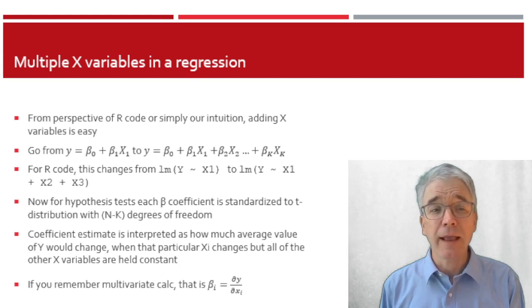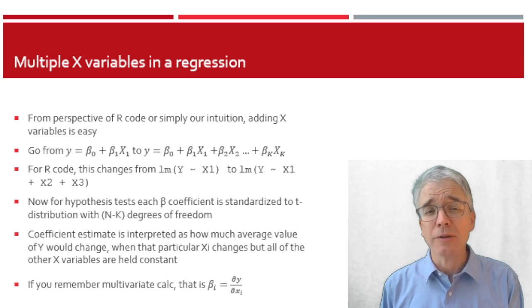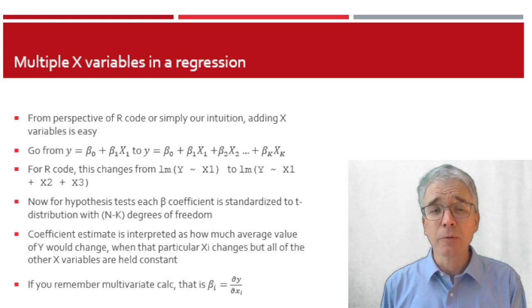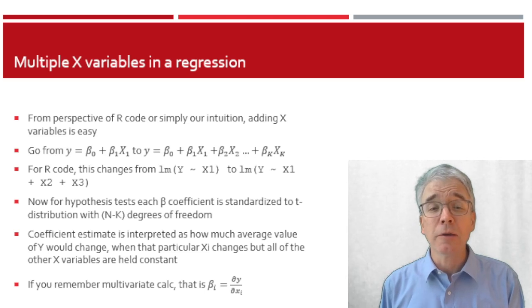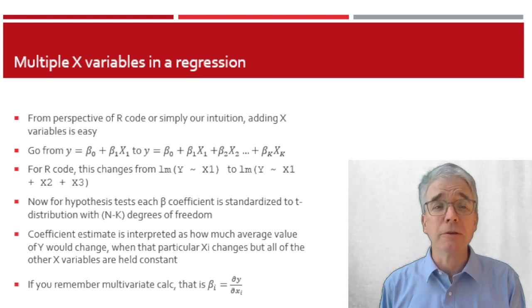In the formula, we're going from y equals beta naught plus beta 1 times x1 to y equals beta naught plus beta 1 x1 plus beta 2 times x2 plus on and on to beta k times xk. We're just adding a bunch of subscripts. And when we write the code in R, instead of lm(y ~ x1), we use lm(y ~ x1 + x2 + x3). Just go crazy with it.